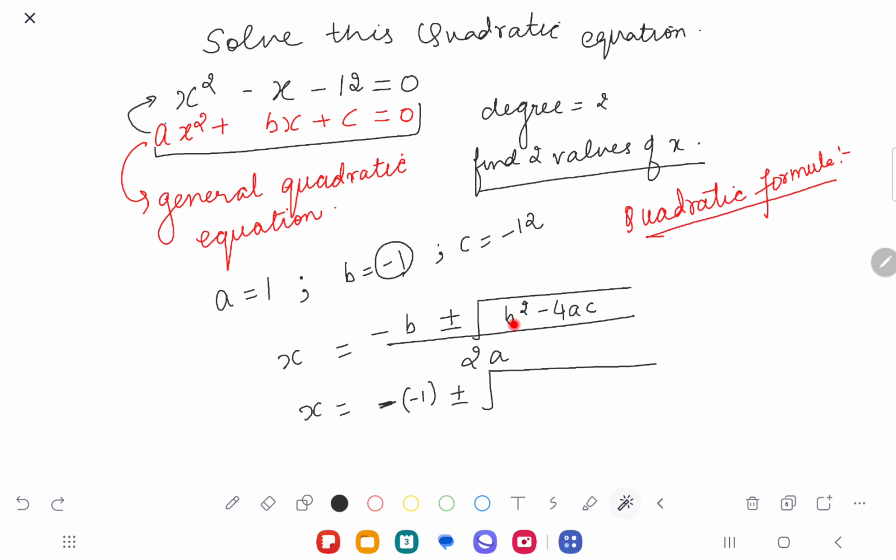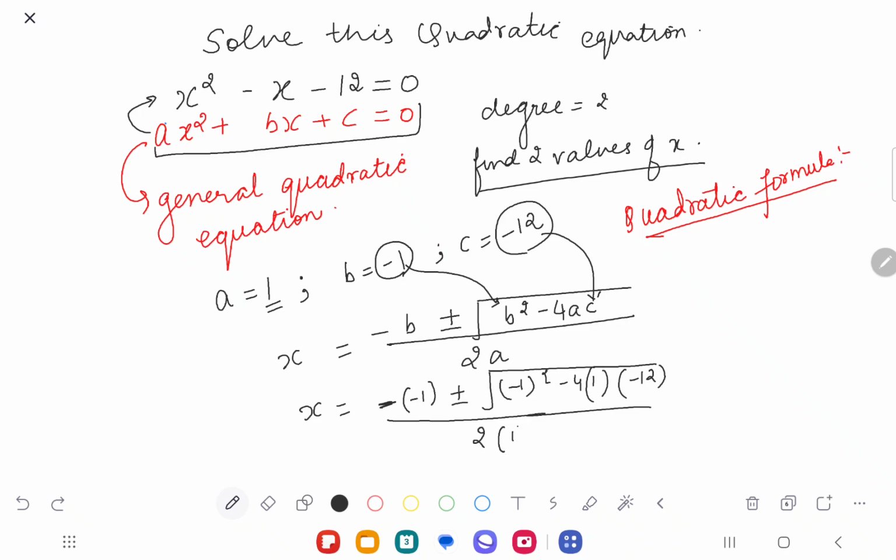It says b square. So what is b? B is minus 1, so I will put in the value of b right here. So b shall be minus 1 square. Minus 4a is again 1 and c is again minus 12. So I'm going to put that minus 12 right here, and it shall be here over 2a.